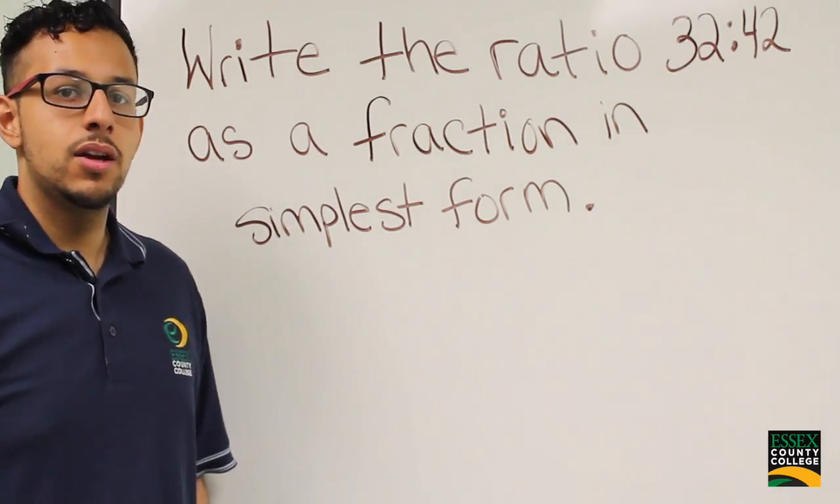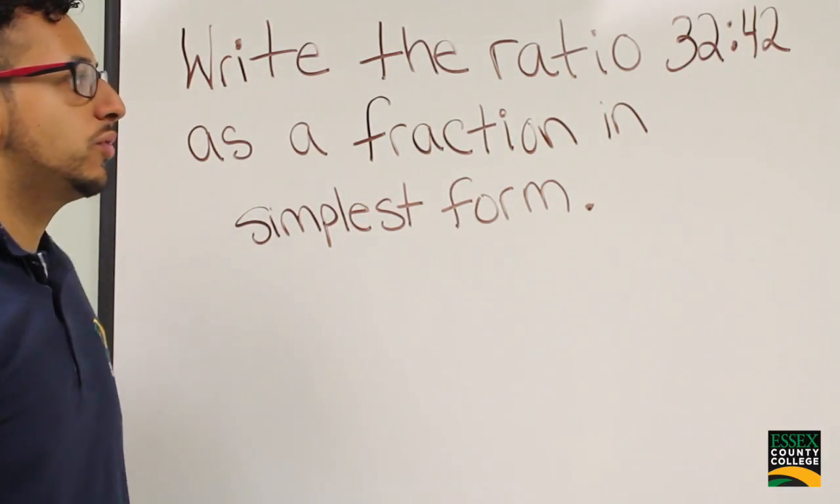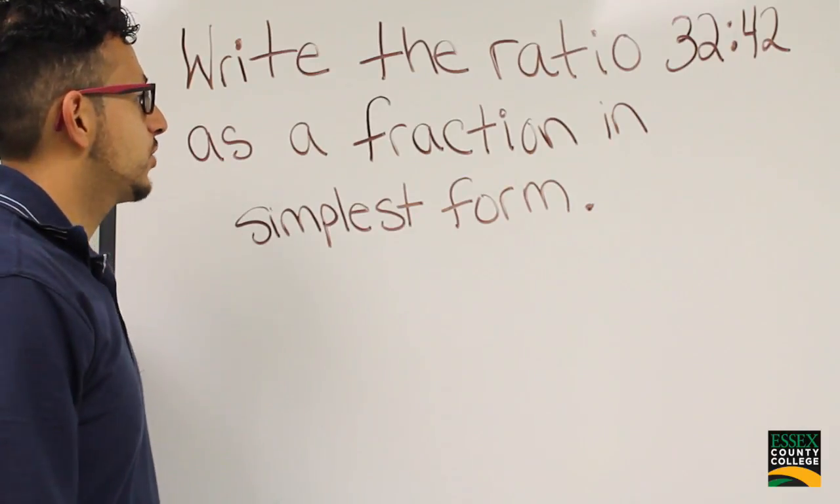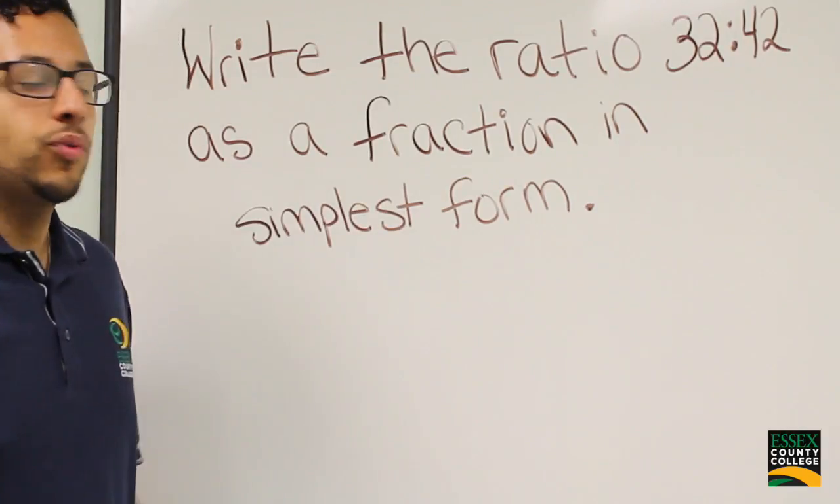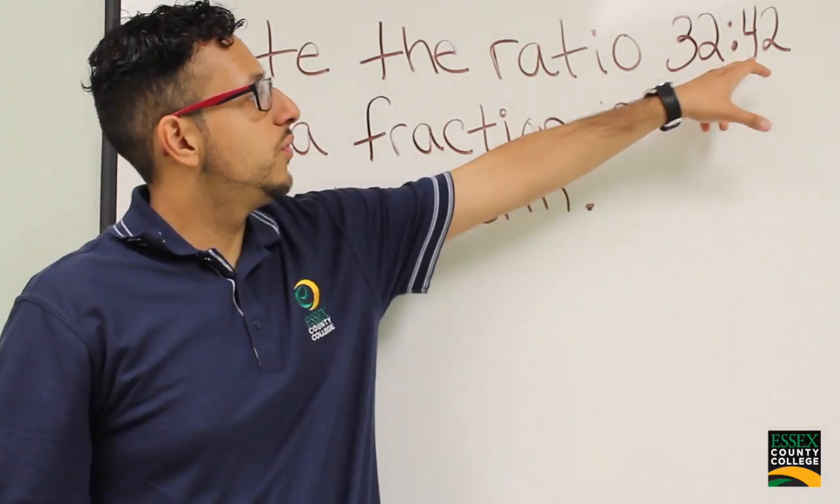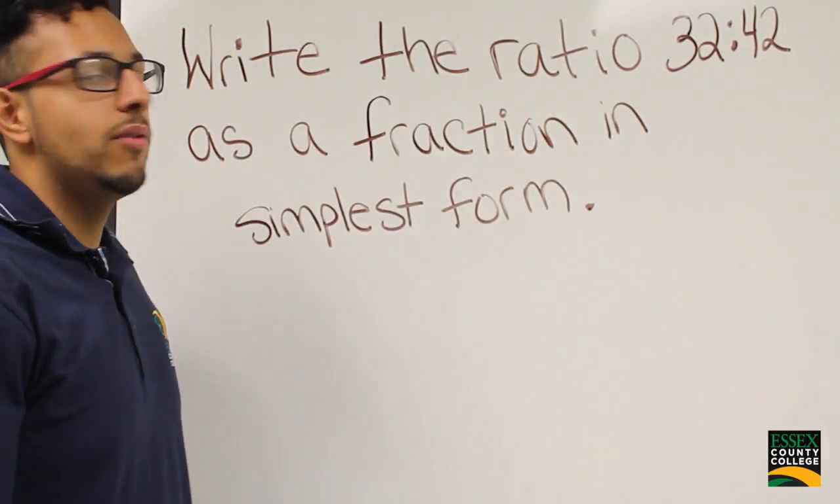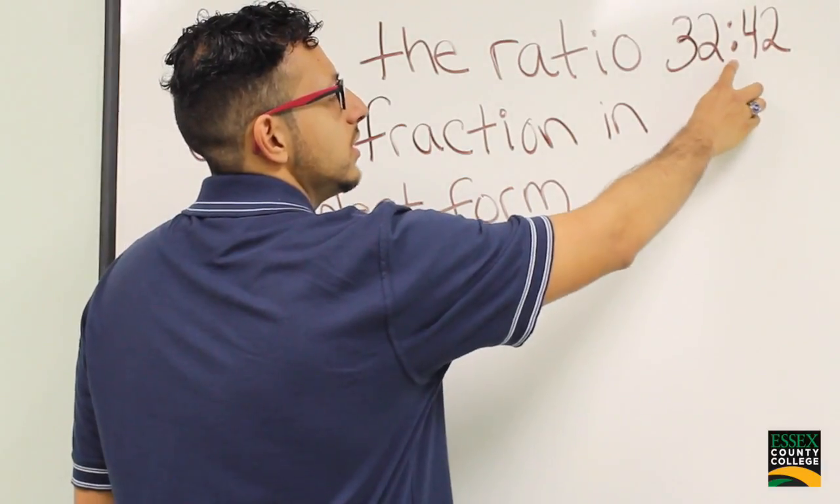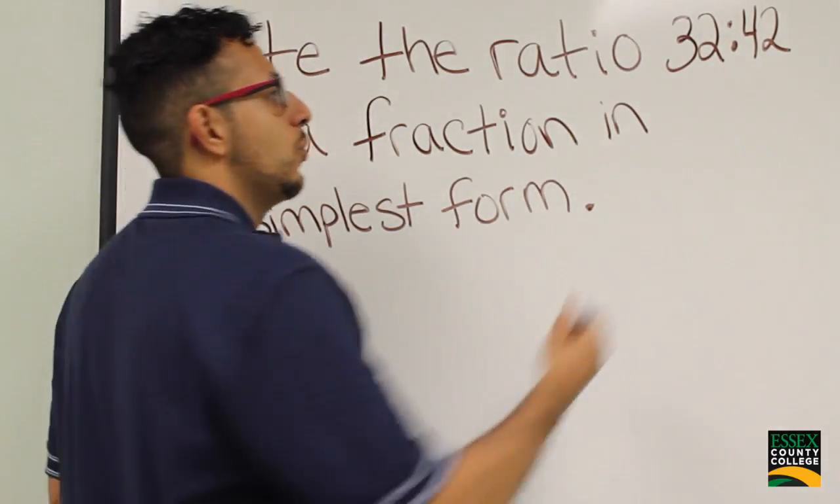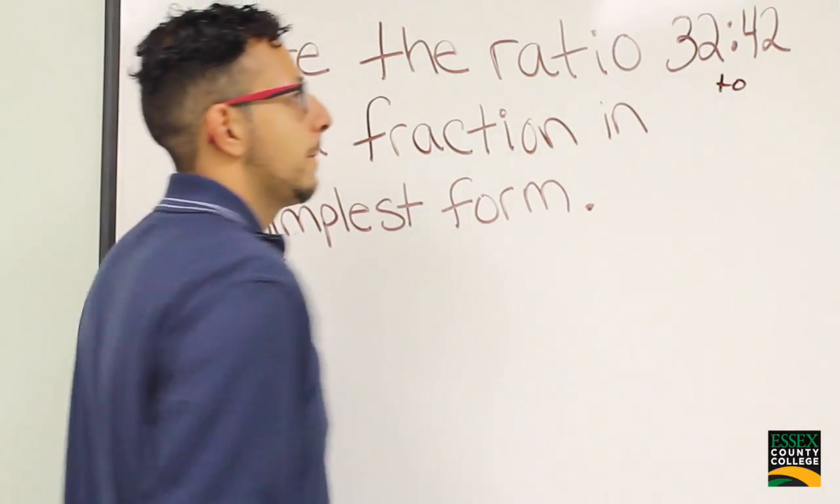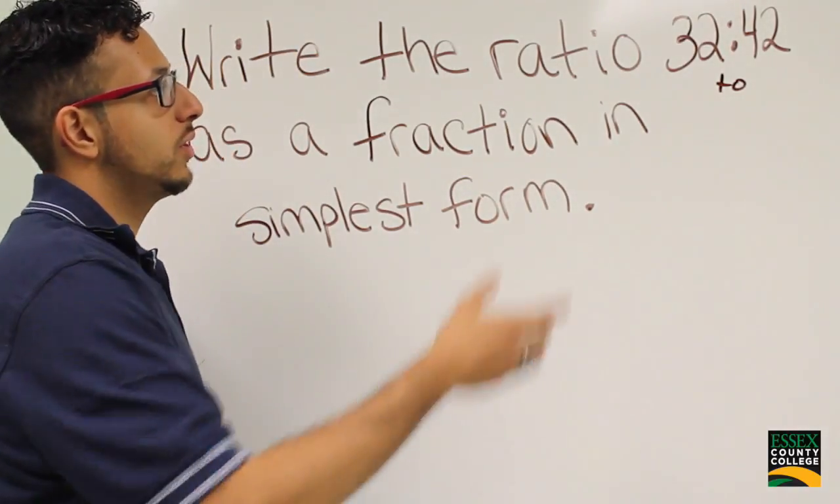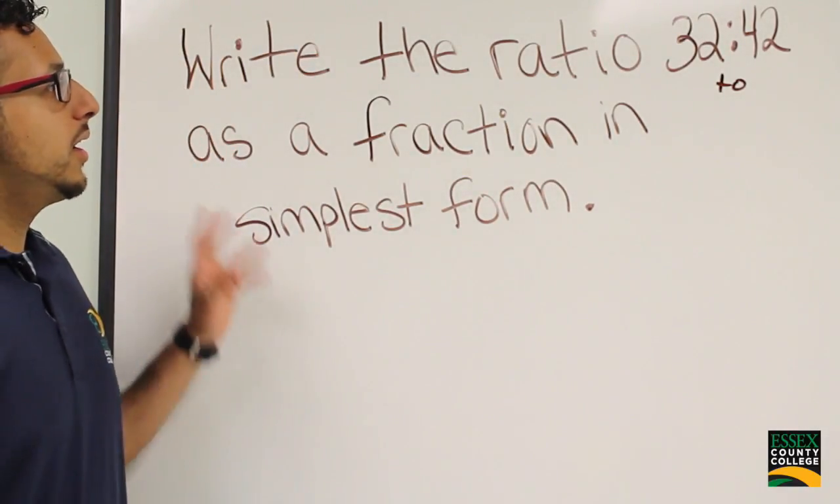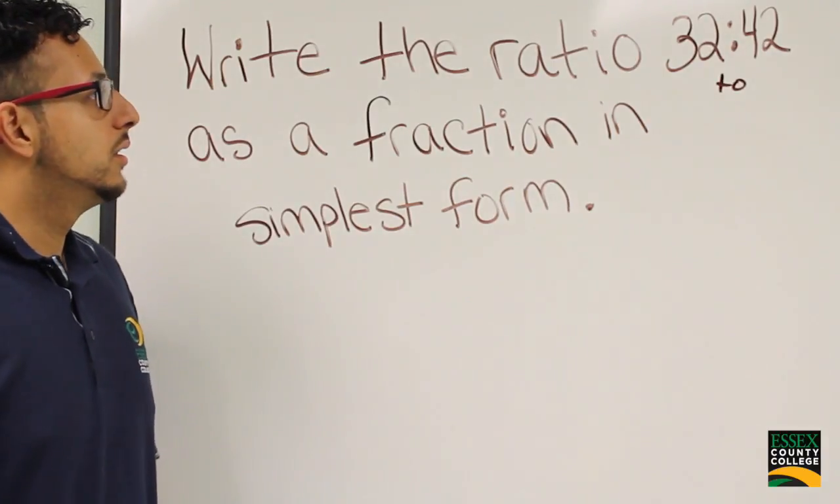The problem states, write the ratio 32 to 42 as a fraction in simplest form. So the ratio is 32 to 42. Whenever you read a ratio, the 32 colon 42, this stands for "to". So 32 to 42, and they want us to write it as a fraction.